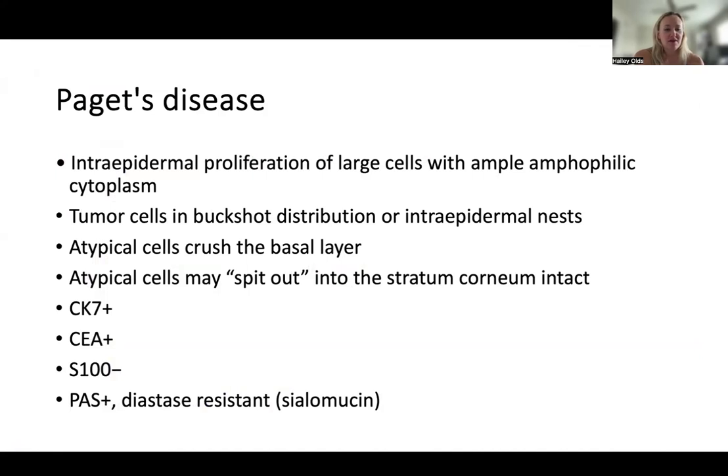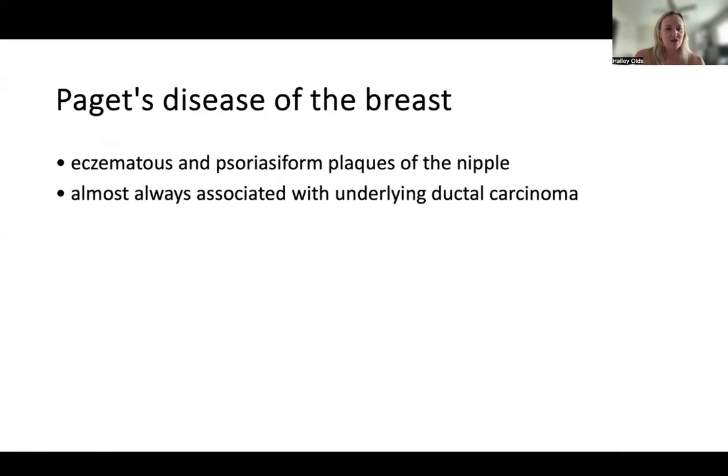So there's different stains depending on if it's primary or secondary. So we'll talk about that in a second. So first, Paget's of the breast. This is an eczematous and/or psoriasiform plaque of the nipple, and it's almost always associated with an underlying ductal carcinoma. So the next best step would be to get a mammogram or do further workup for breast cancer.